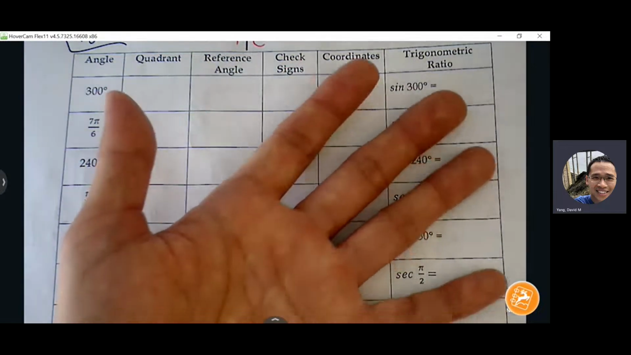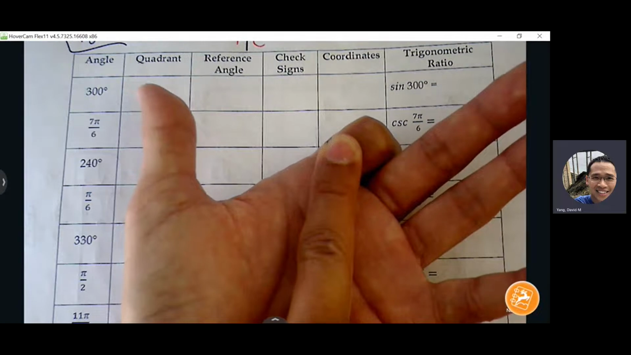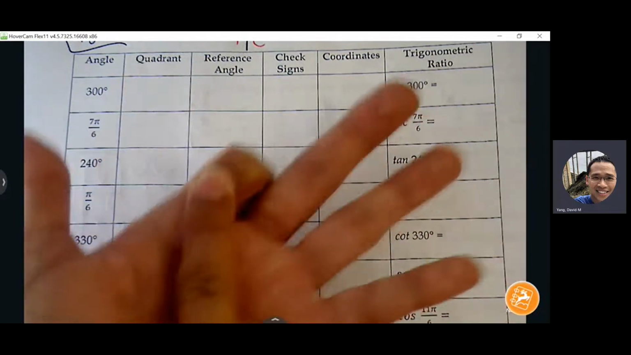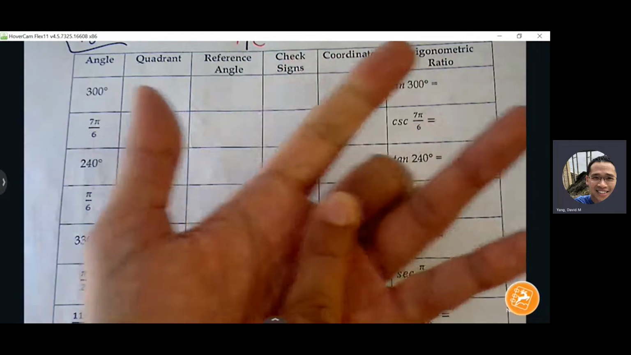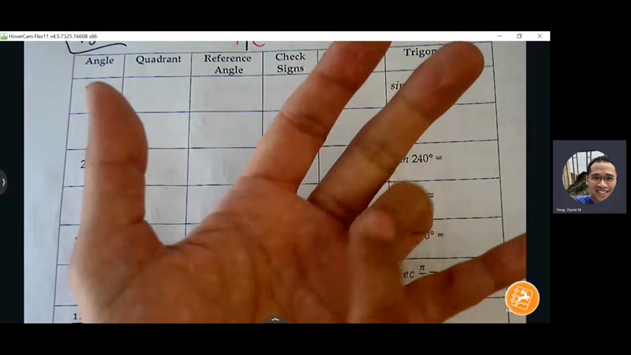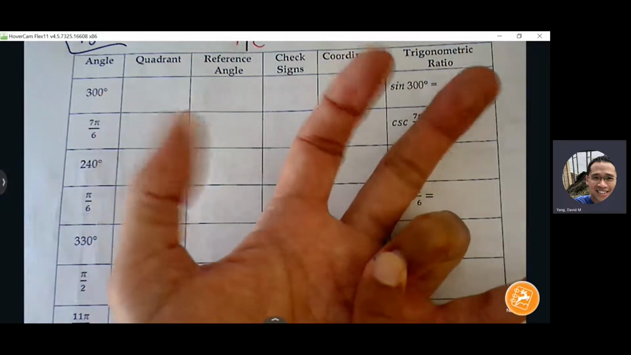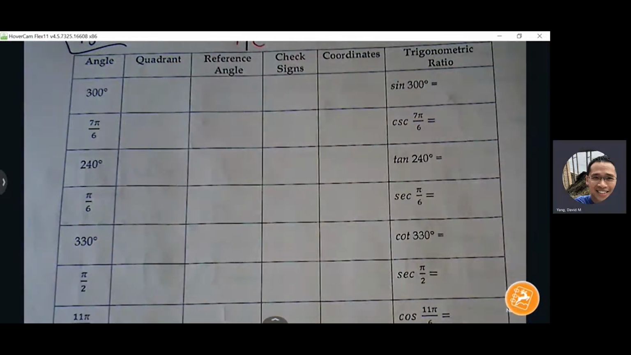If I want to find pi over 3, hold down that finger. My x value is square root of 1 over 2, and my y value is square root of 3 over 2. If it's pi over 4, then square root of 2 over 2, square root of 2 over 2. And if it's pi over 6 or 30 degrees, it's square root of 3 over 2 and square root of 1 over 2, which is 1/2. That's nice and quick.